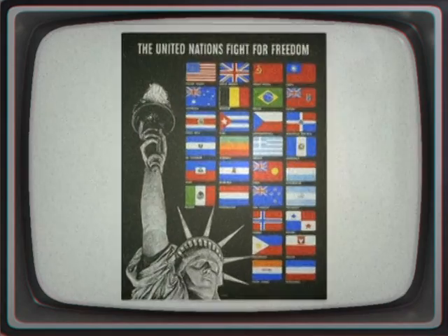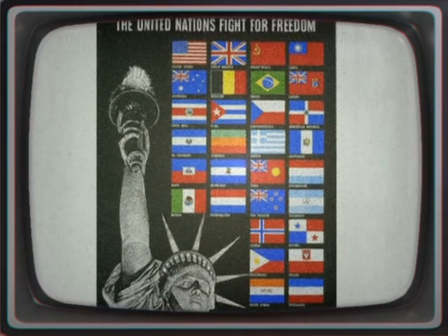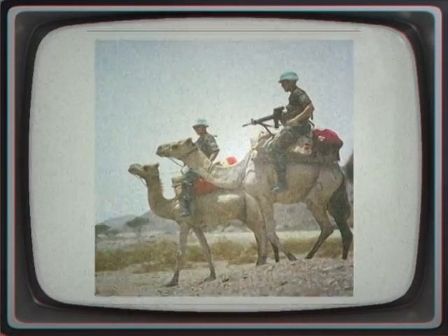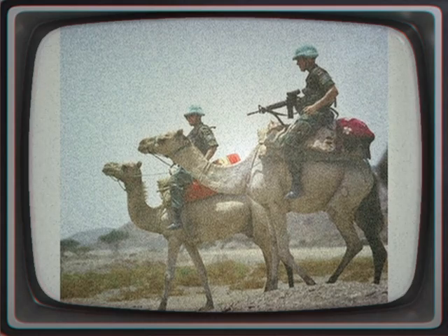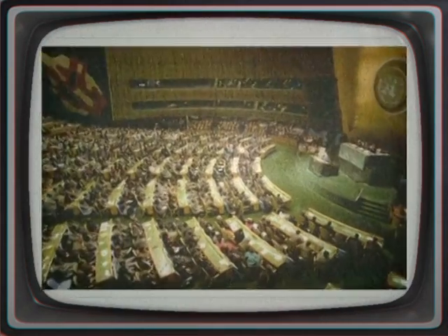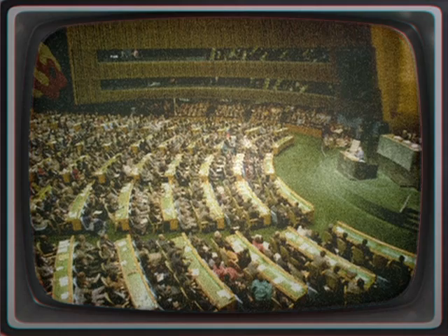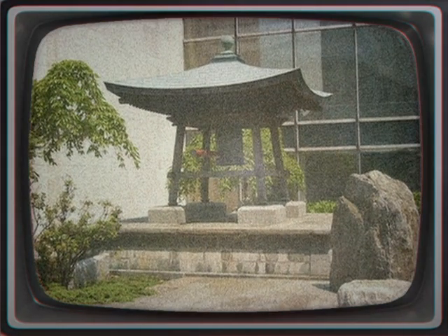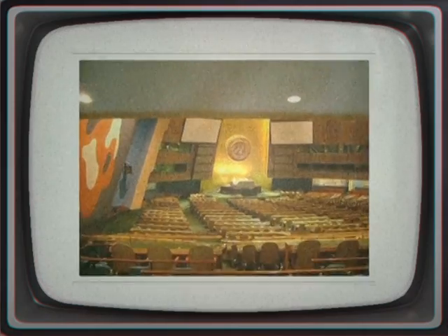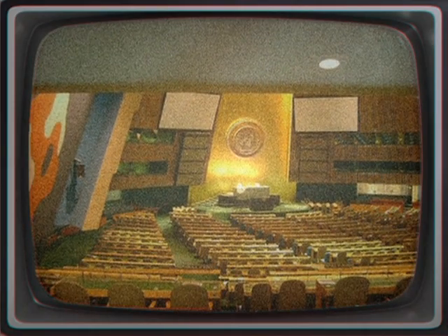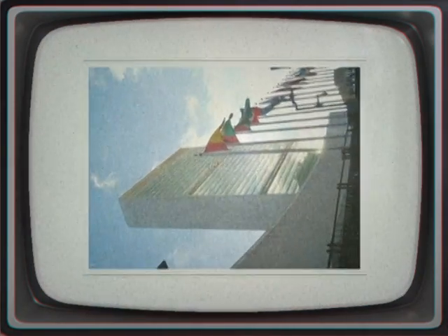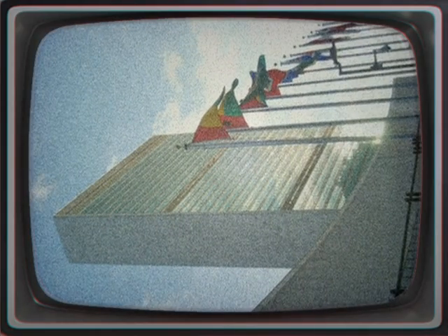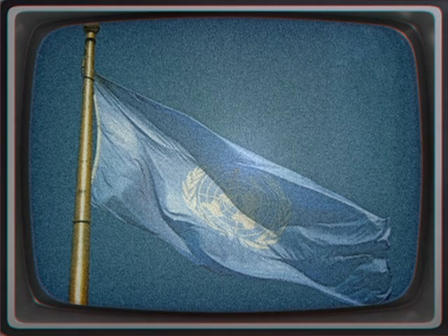The United Nations was established on the 24th of October 1945 to promote international cooperation. A replacement for the ineffective League of Nations, the organization was created following the Second World War to prevent another such conflict. At its founding, the UN had 51 member states. There are now 193.